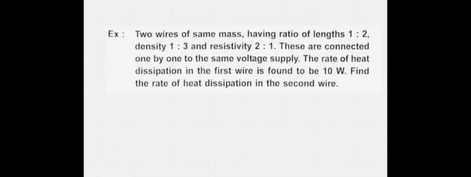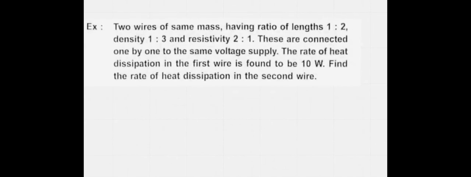I think enough time is over, so I'll take the solution. Critically, in this problem you are given two wires having the same mass. It's an important observation that the mass is the same. We know about density. The ratio of lengths is given, the ratio of density is given as 1 to 3, and resistivity is 1 to 2. It's useful data.